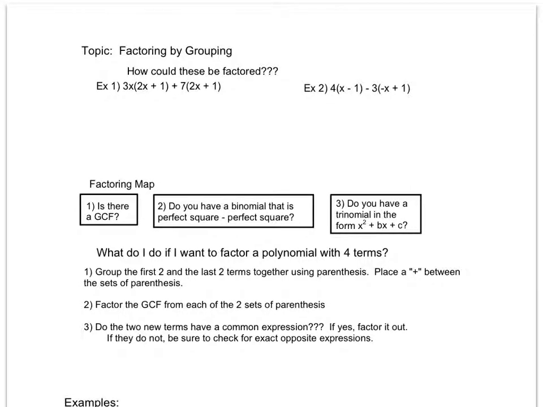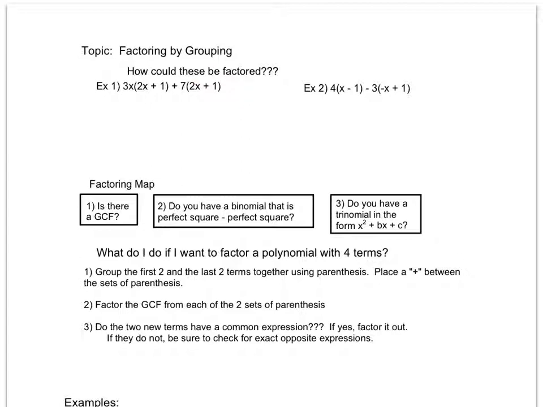Okay, so now we're going to talk about another method for factoring by grouping. Before I get into the steps for factoring by grouping, I want to look at these two examples and look at how they could be factored. So when I look at the first example, we've talked now about how we always look for a GCF when we're trying to factor. So looking at this first one, I notice that my first term and then my second term both contain a 2x plus 1.